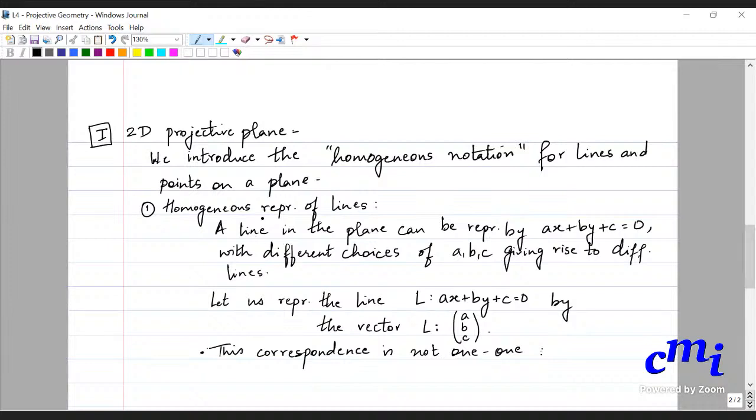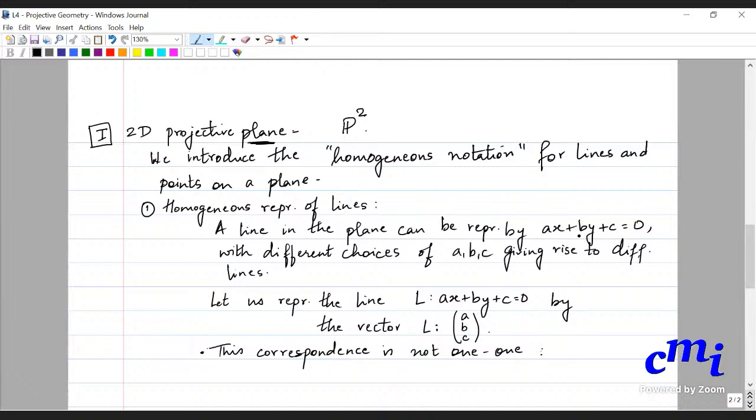So let's look at how lines will be represented in this new notation. We are first talking about 2D, the projective plane. The notation for the real Euclidean plane is R2 and for the projective plane is P2. Okay, how can we represent a line in a plane?